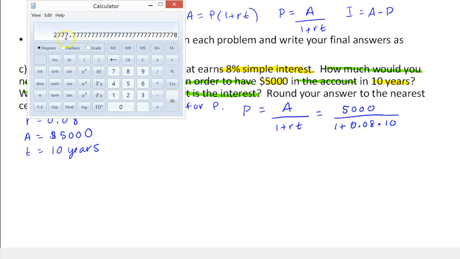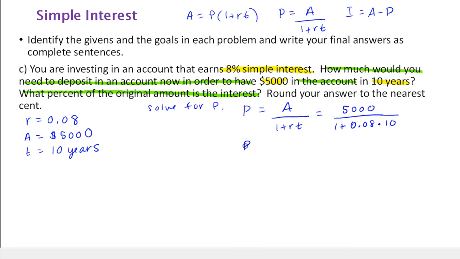And we get a principal of $2,777, and we would round to 78 cents. So P equals $2,777.78. Okay. Now our next question says, what percent of the original amount is the interest? Well, first we need to know what the interest is, and then we can divide the interest by the original amount and multiply by 100 to get that percent. So first let's find the interest.